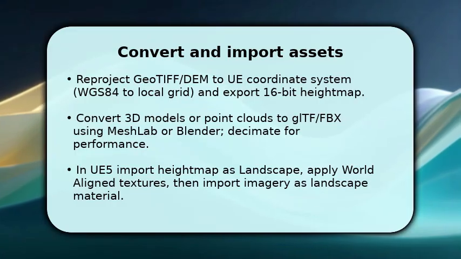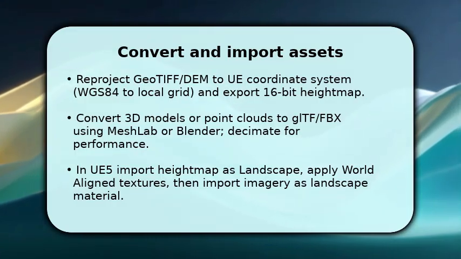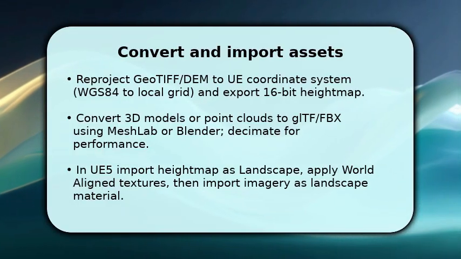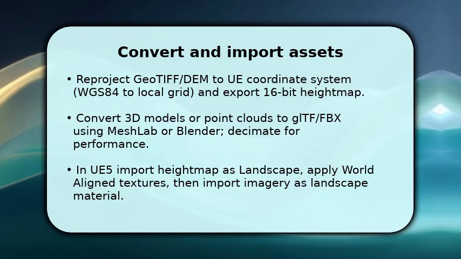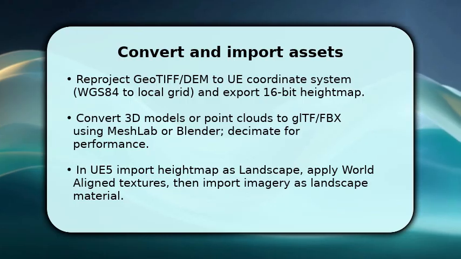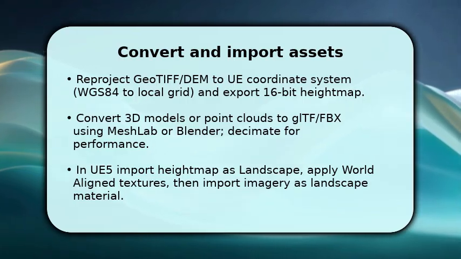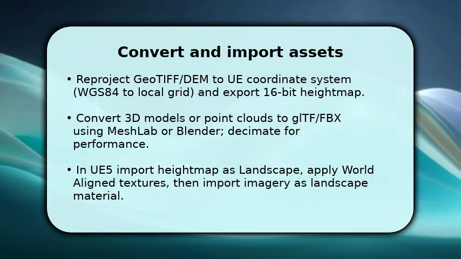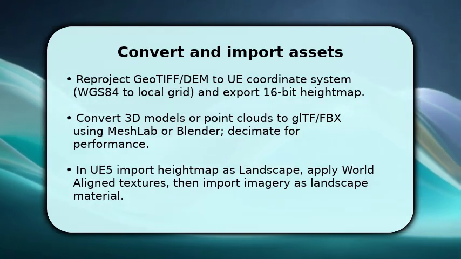Next, you convert and prep assets for Unreal's pipeline. Reproject your GeoTIFF and DEM into the engine-friendly grid and export the DEM as a 16-bit height map to preserve elevation detail. This prevents scaling errors. Convert any 3D buildings or point clouds into optimized GLTF or FBX, decimating meshes to balance fidelity and performance.